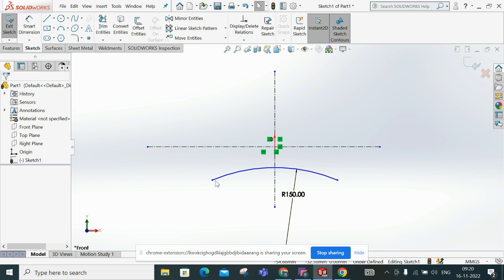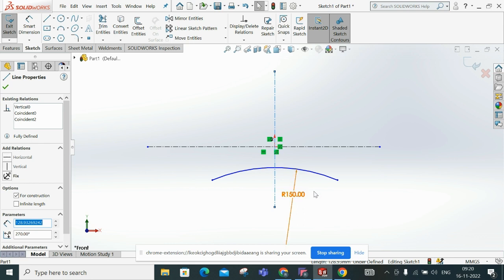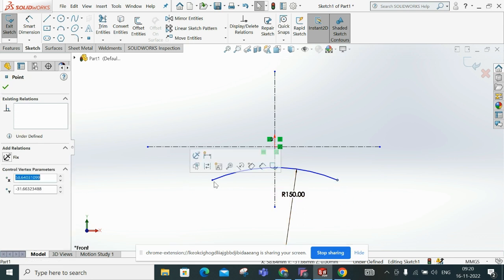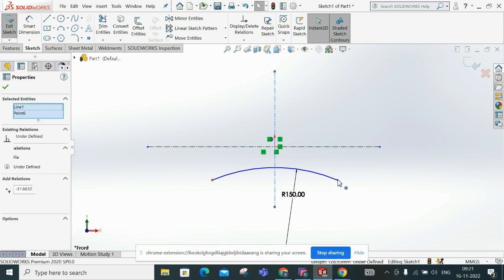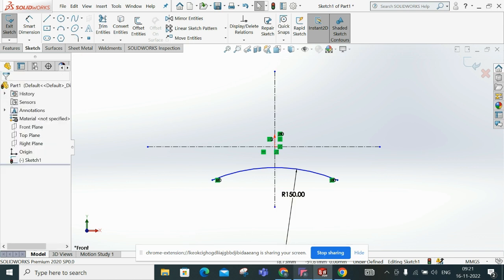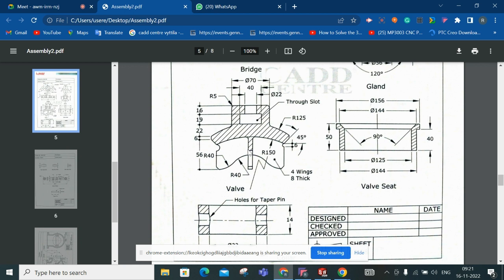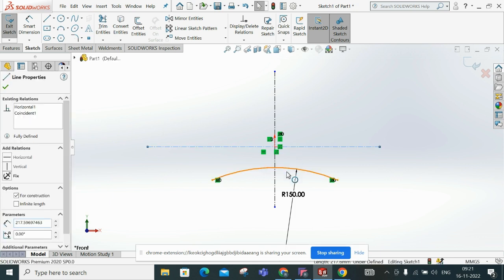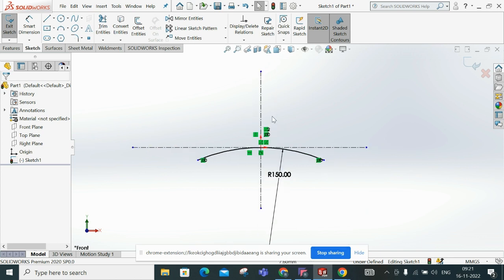Then here, here, here, it is symmetry. Symmetry around this center line. Symmetry. I'm just giving a tangent with this thing so that it is just fixed like this.